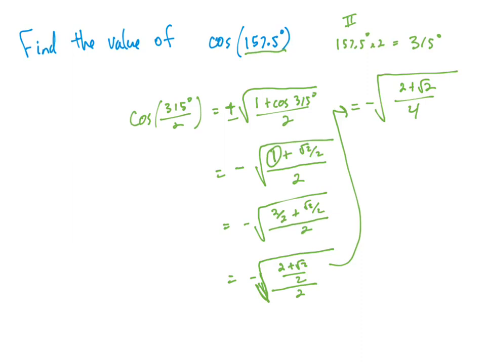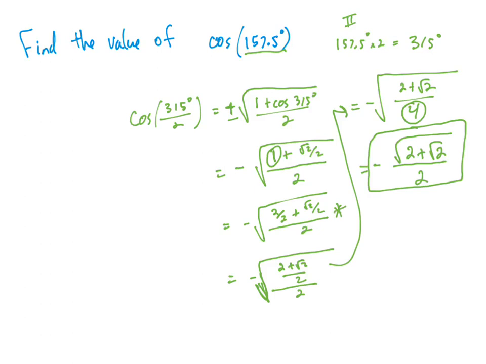And because this fraction is all under the square root symbol, I can take the square root of the numerator and the denominator separately. Now the square root of the denominator is just going to be 2, so I can take that 2 out of the square root symbol, and we end up with negative square root of 2 plus square root 2 all over 2. Now this doesn't look very simplified, but this is as far as we can go. It's more simplified than what we had down here because we don't have any complex fractions. So that's how we use one of the half-angle formulas.